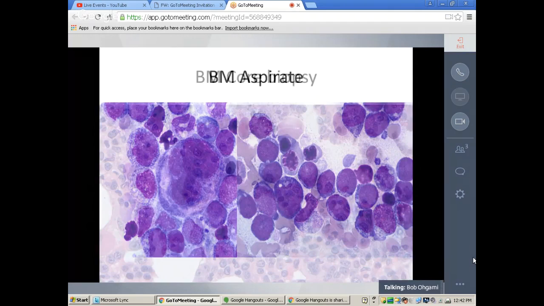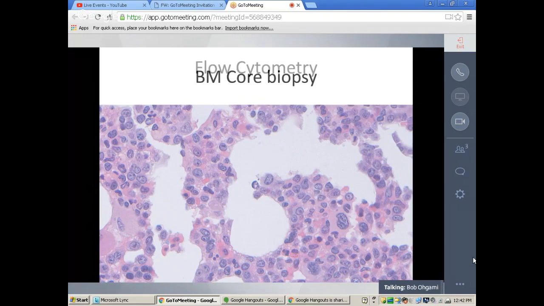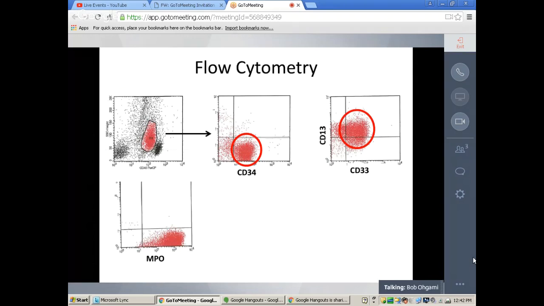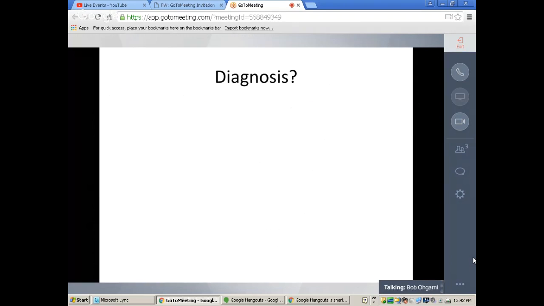And there are blasts. And the bone marrow core biopsy is performed, and again, you see all those findings that you saw in that bone marrow aspirate, and the blasts have fine chromatin that you can see through, this white space, these big nucleoli. Flow cytometry is performed, and you identify there are blasts that have CD34 expression. They have CD33 expression and MPO expression. And then cytogenetics is performed, and there's a deletion 5q identified. And so what's your diagnosis here?